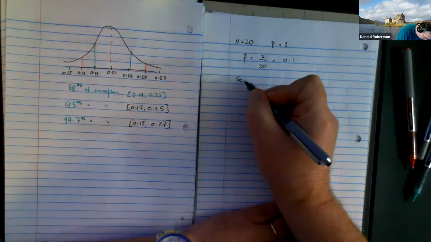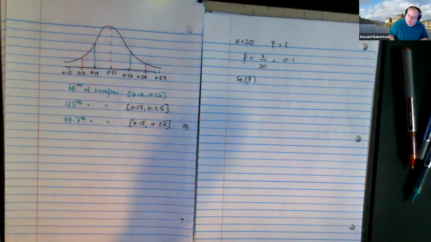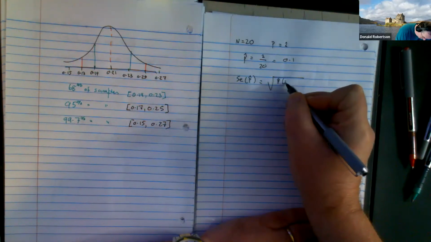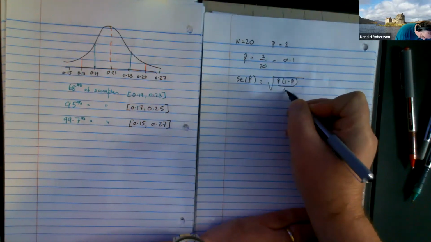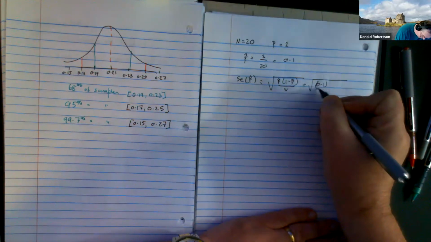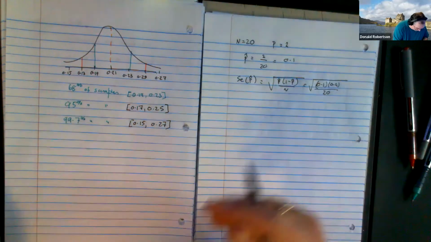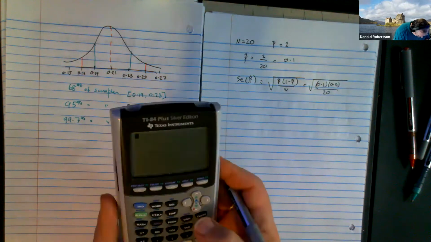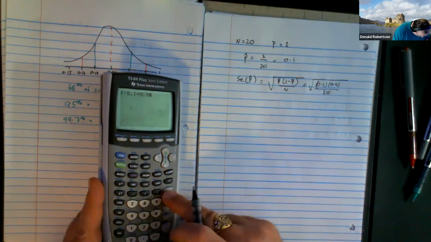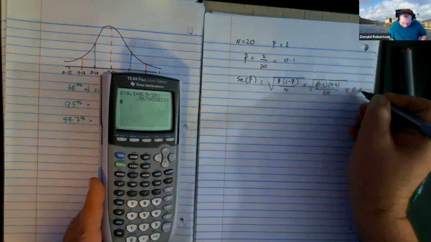And the standard error, which is basically a measure of how spread out you would expect the data to be, is going to be pretty massive, I think. It's going to be the square root of p hat, 1 take away p hat, all over n. So it's going to be the square root of 0.1 times 0.9 divided by 20. Let's see what we get here. And the answer I get is about 7%.